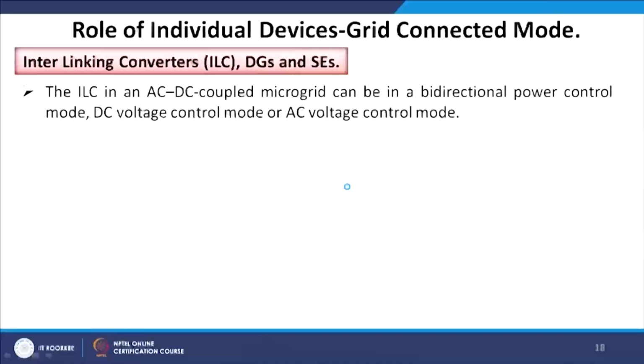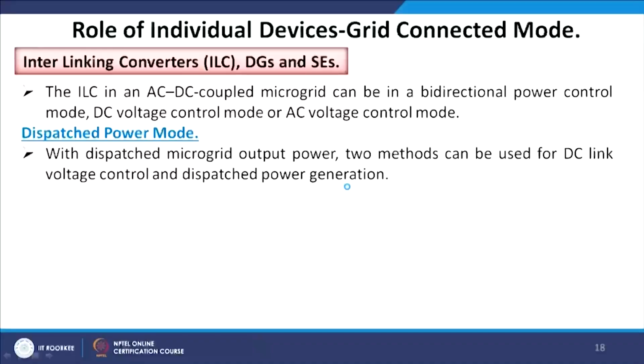The interlinking converter in an AC-DC coupled microgrid can be in a bidirectional power control mode, DC voltage control mode or AC voltage control mode. So, very important, the interlinking converter can work on AC voltage control, DC voltage control as well as in power control mode.